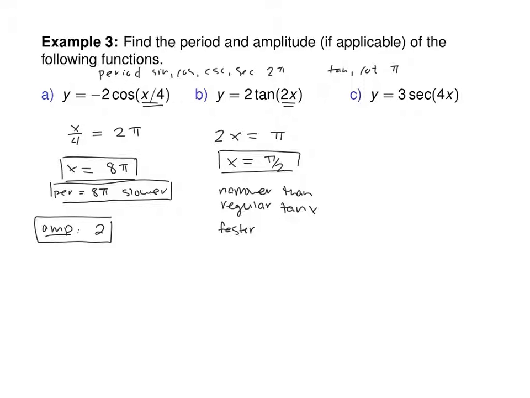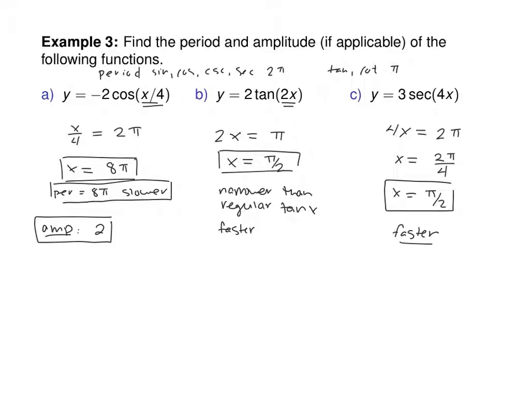All right, how about secant? What would you set 4x equal to? 2 pi in this case. And so x would equal 2 pi over 4 or pi over 2. And would that go faster or slower than normal secant? Faster. That'd go faster.